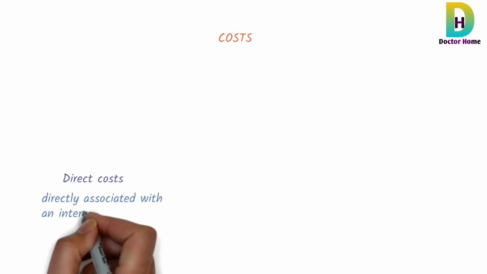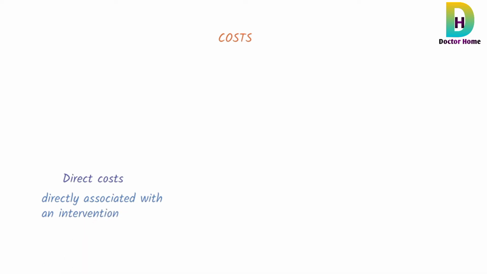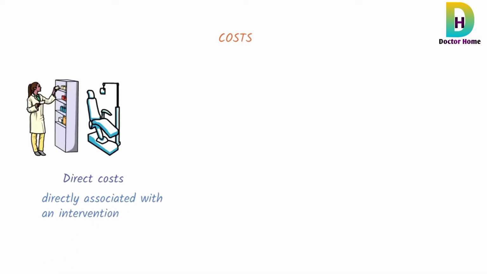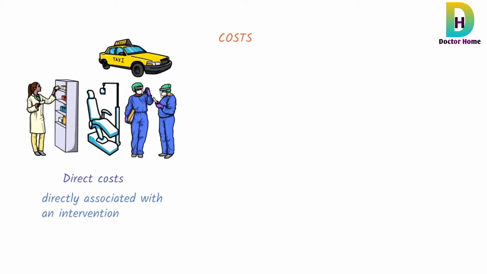Let's have a look at the different types of costs first. Direct costs are costs that are directly associated with intervention. For example, the cost of medicines, the cost of equipment like X-ray machines, salaries of healthcare staff, or the cost of transport to the health center. Direct costs are the main focus of most economic evaluations.